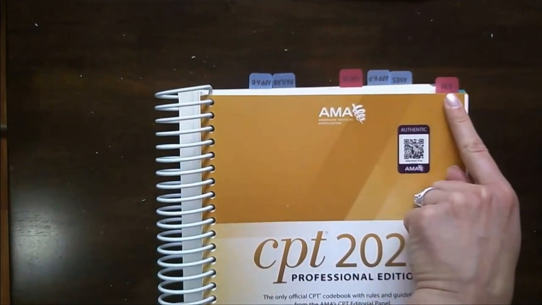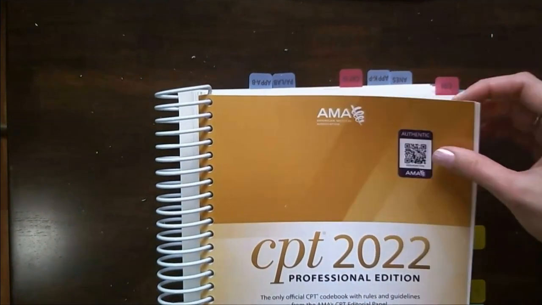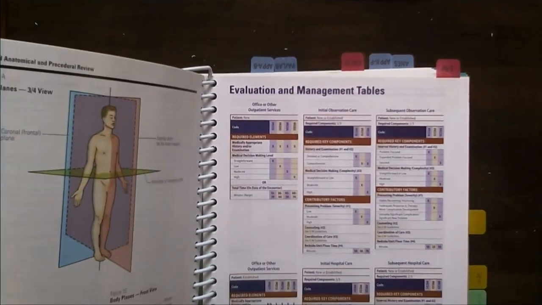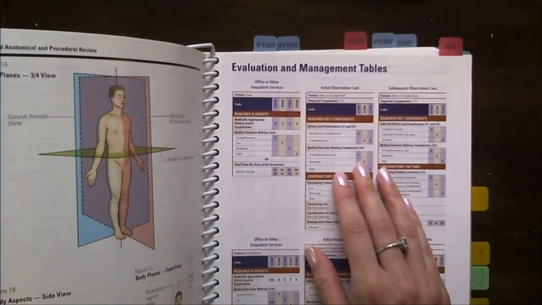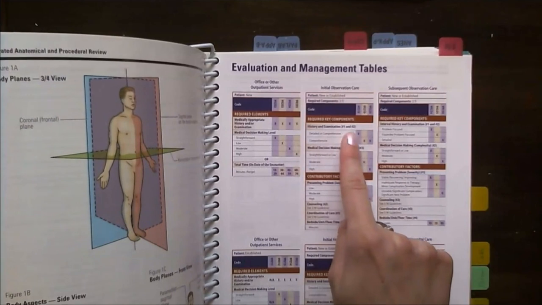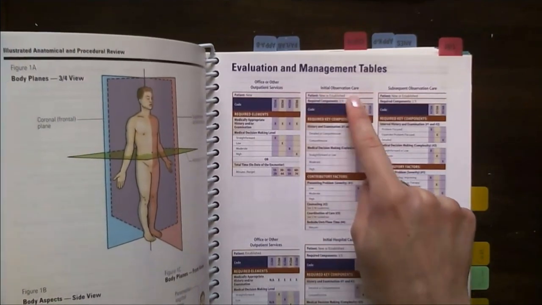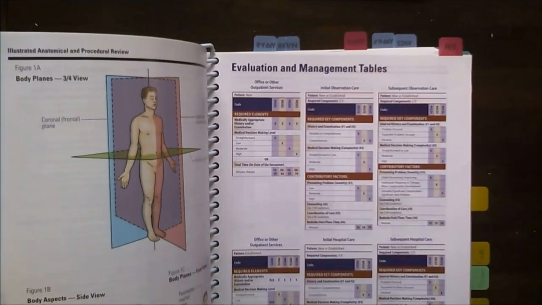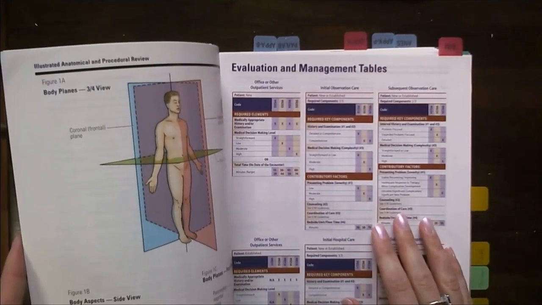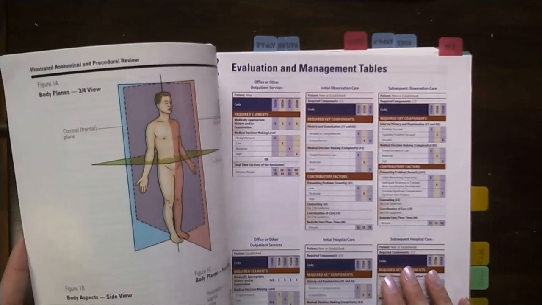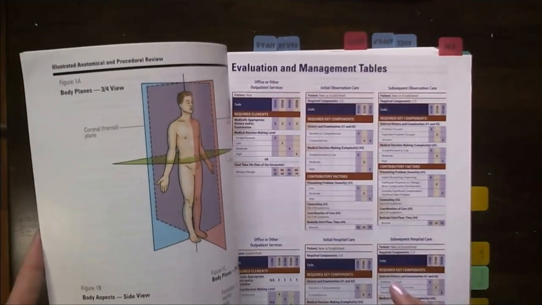The first tab here says EM and leads me to the evaluation and management tables. I feel this is the most specific, easiest and fastest way to choose the appropriate level of service within the appropriate EM category. If you are not really familiar with these tables or not confident in using them, please see my dedicated explanatory video on the channel or in the description below.